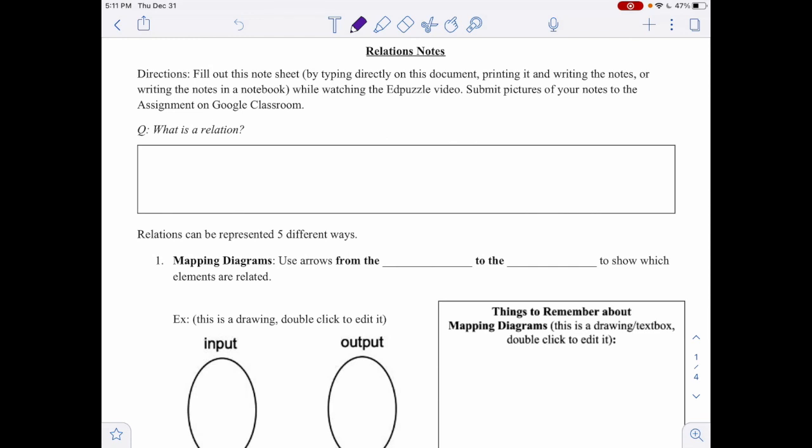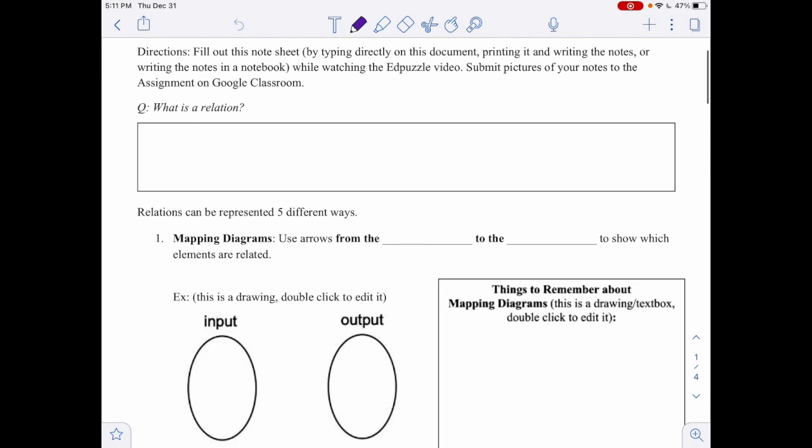So first things first, in order to talk about relations, we need to define what a relation is. So what is a relation? It's a connection between two sets of data. Typically, you want to relate a set of inputs to a set of outputs.